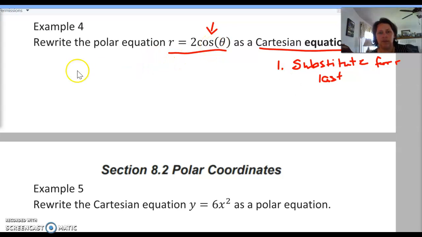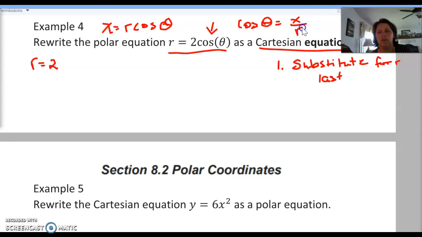Okay, so we're going to simplify that. So r equals 2. Now what was cosine theta equal to? We had x equals r cosine theta. So if we divide r from both sides, we would have cosine theta is equal to x over r. So now we have r equals 2x over r. And now notice I have a fraction. I'm going to get rid of this fraction so I can multiply both sides of the equation by r. And I got r squared equals 2x.